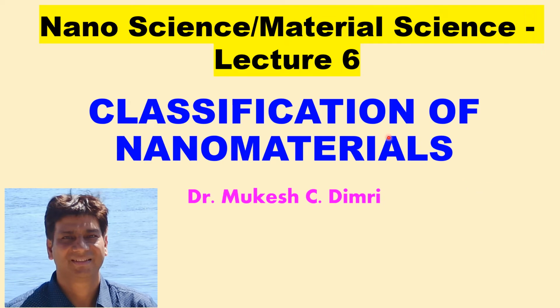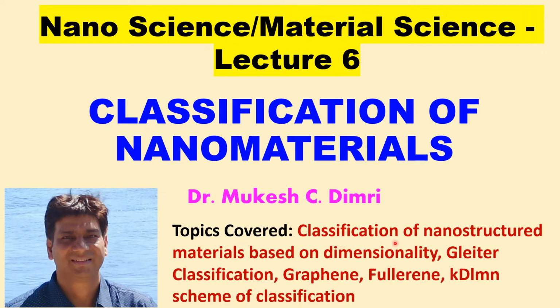Hello friends, this is our lecture number 6 in nanoscience, and today we will discuss the classification of nanomaterials. The topics we cover will be classification of nanostructure materials based on the dimensions, Gleiter classification, and we also discuss graphene, fullerene, and then a scheme which is known as kDlmn scheme of classification for nanomaterials.